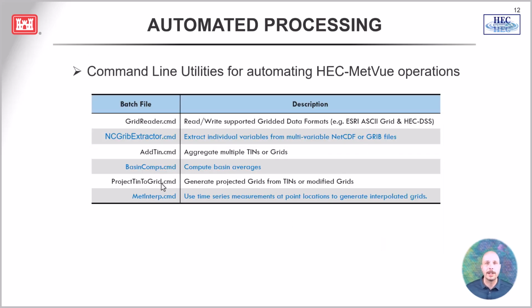Finally, many of the features in HEC-MetVue can be scripted. There's a variety of command line utilities to automate HEC-MetVue operations. Just to highlight a few, there's the ability to automatically translate NetCDF and GRIB and other data formats into HEC-DSS and automate the computations of aggregate statistic grids or time series basin average computations. And there's the ability to automatically apply adjustments to grids, and reprojecting them can also be automated in addition to generating interpolated grids from point time series measurements.